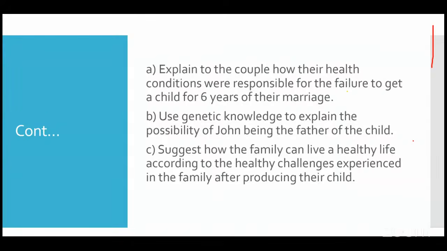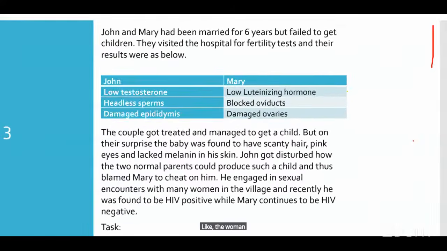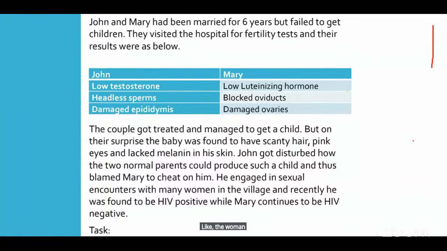Okay, sir. I would say the woman, Mary, had low luteinizing hormone. So this low luteinizing hormone was making her unable to ovulate. So if she doesn't ovulate, it means that there will be no production of the ova.